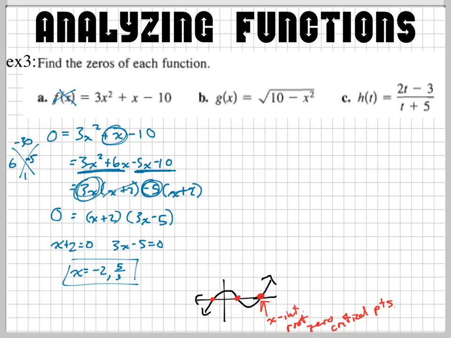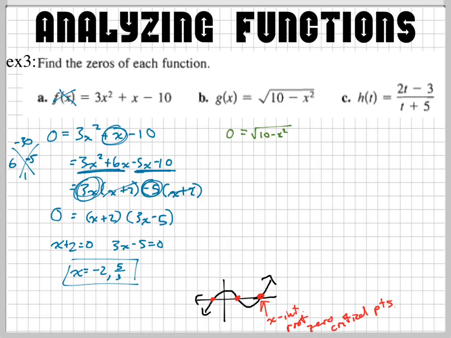Let's look at the next one. For the next one, you have to do the same thing. You have to set it equal to 0. Your y has to be 0. So we have 0 equals radical 10 minus x squared. Alright, so let's solve this one.